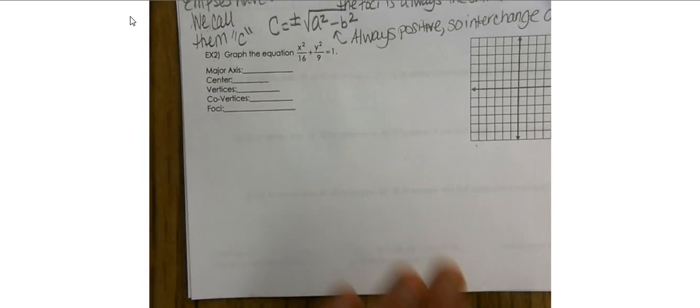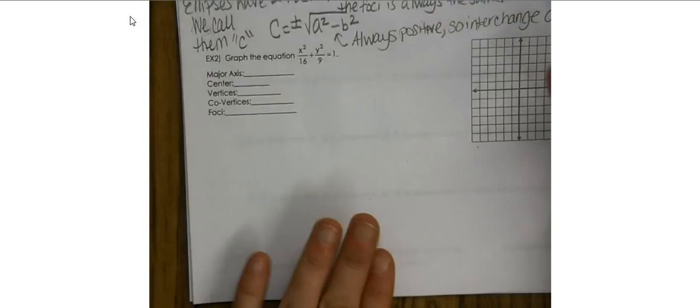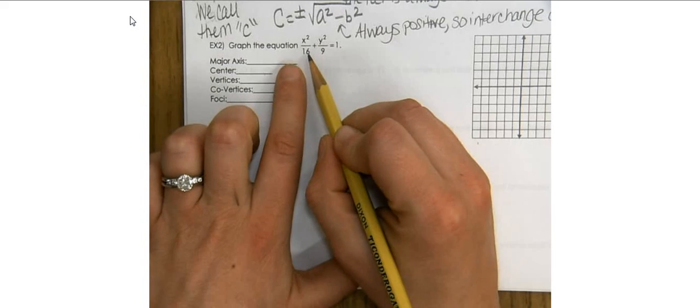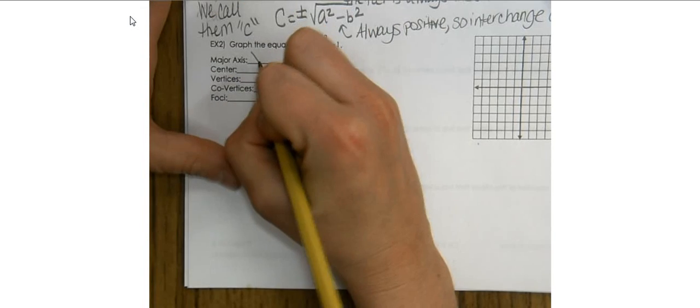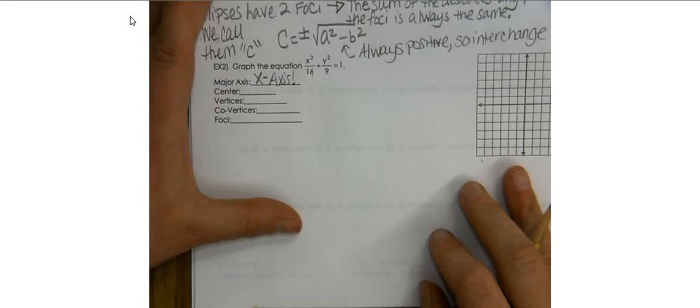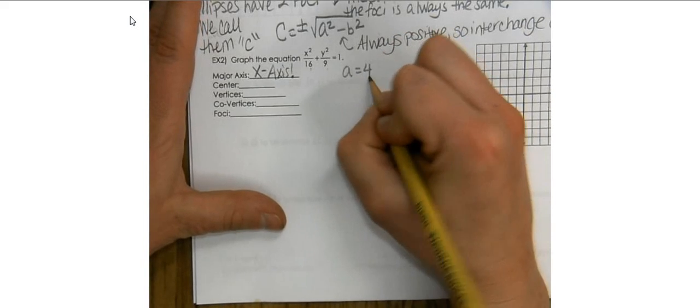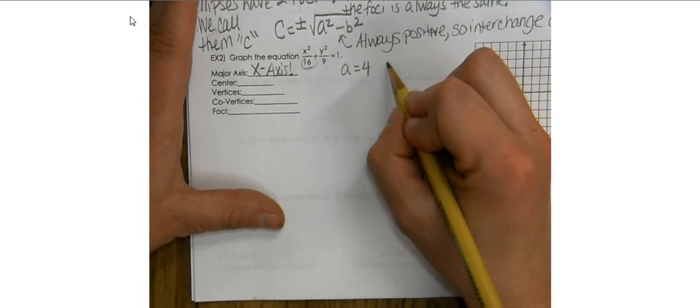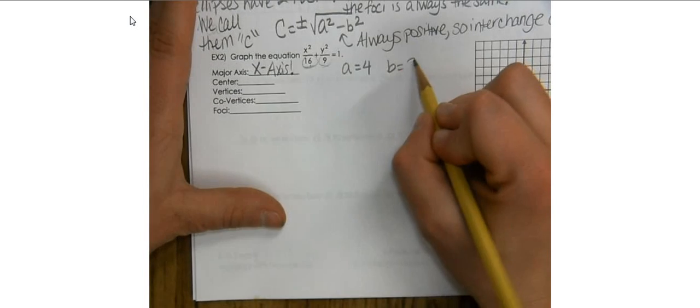For example number 2, fortunately, this is written in the general form, which is awesome. Now, because 16 is bigger than 9 and 16 is below x squared, our major axis this time is going to be the x-axis. Our x-axis is going to be our winner. So this time around, we have a is equal to 4, that's the square root of 16, and b is going to be equal to the square root of 9, which is 3.